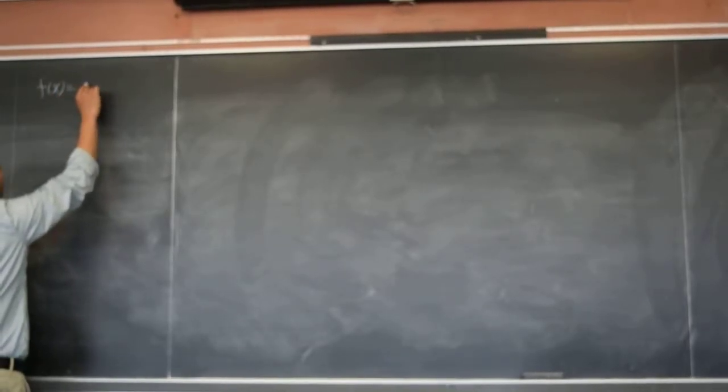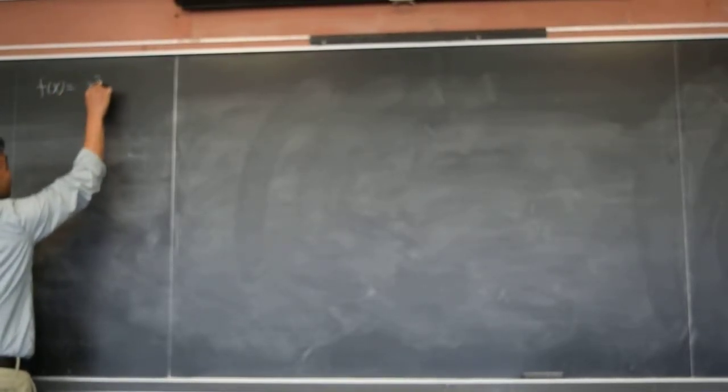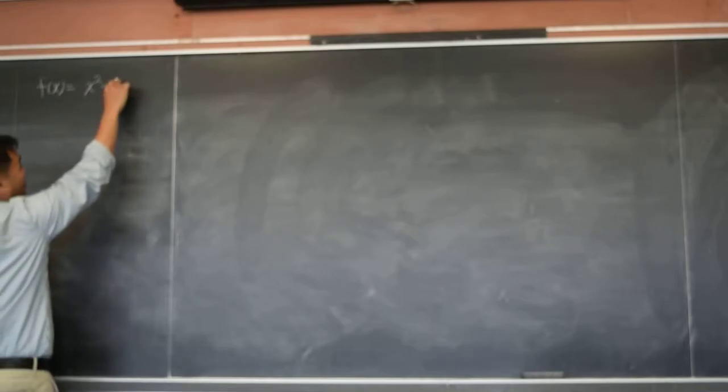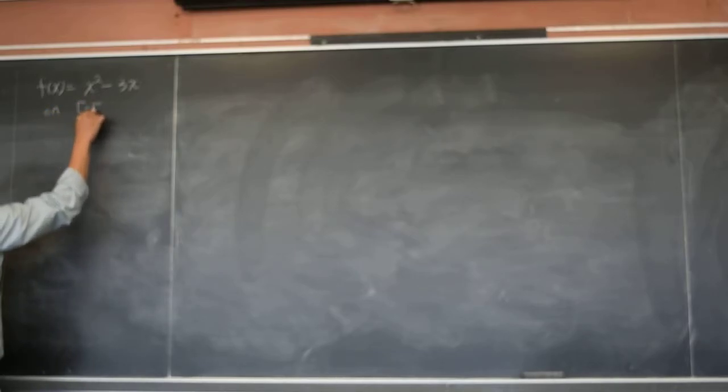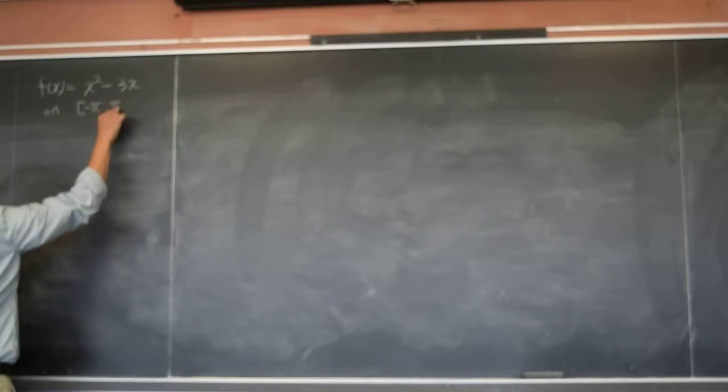All right, so here f of x is, say, x squared minus 3x on negative pi to pi. And the question is, find the Fourier series.